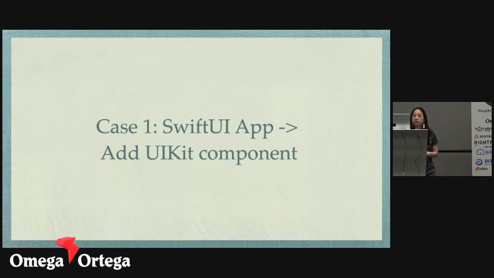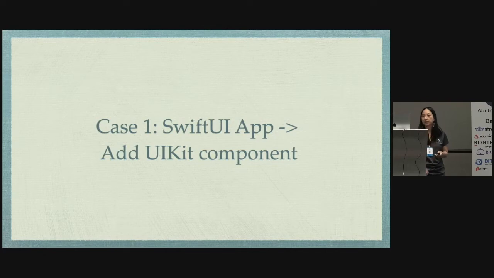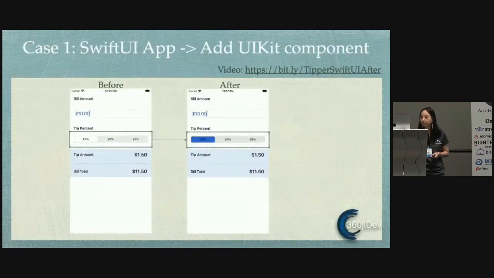Now that we've done a quick overview of the tip calculator code in both UIKit and SwiftUI, let's go over the first use case. So let's say you have a single screen SwiftUI app and you want to add a UI component in that same screen. I mentioned earlier how I really don't like that the segmented control couldn't be customized. So we're going to swap that out with a UIKit segmented control. That way we can add color to that selected indicator.